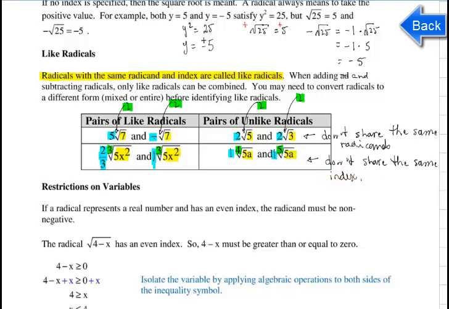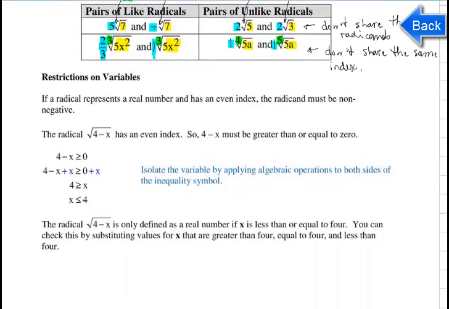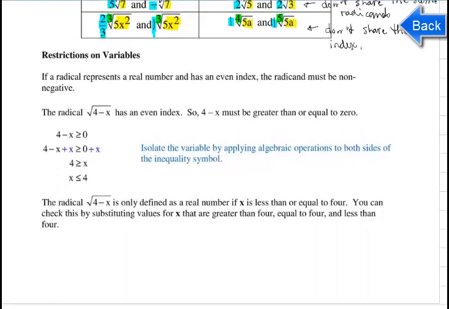Now let's move on to restrictions on variables. Now this is really important when we're working with radicals. If a radical represents a real number and has an even index, the radicand must be non-negative. What that means is the radicand has to be positive or 0. Okay, it just cannot be a negative number.